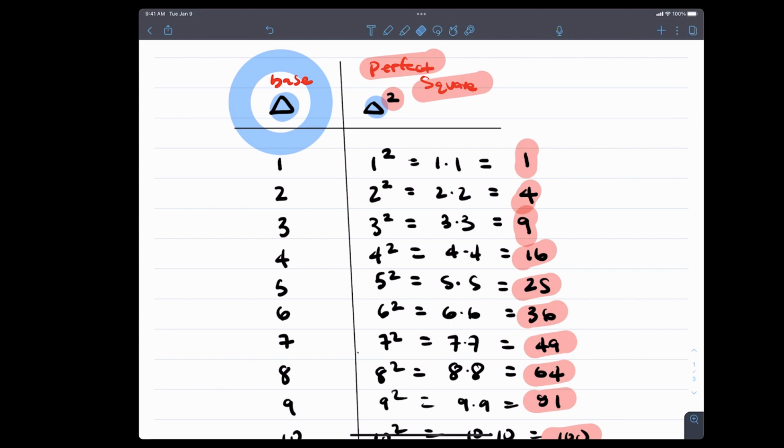1 squared is 1. 1 times 1. 2 squared is 4. 3 squared is 9. I had to write it down. And I wrote it down until I knew, I think I know this list. I know how they're getting it. That's how you do it.